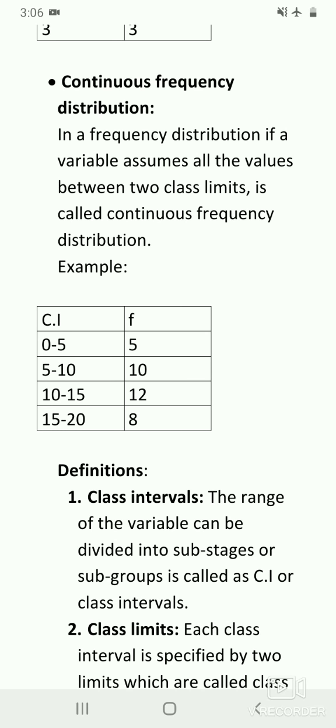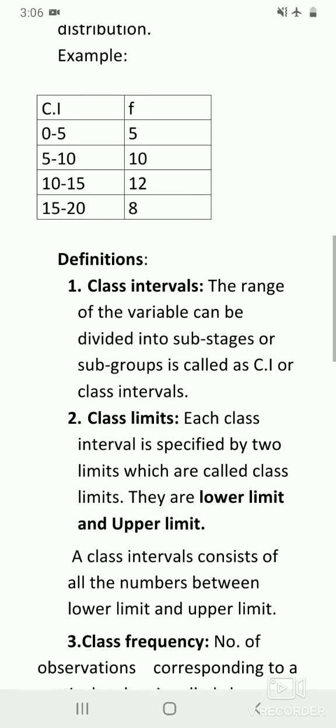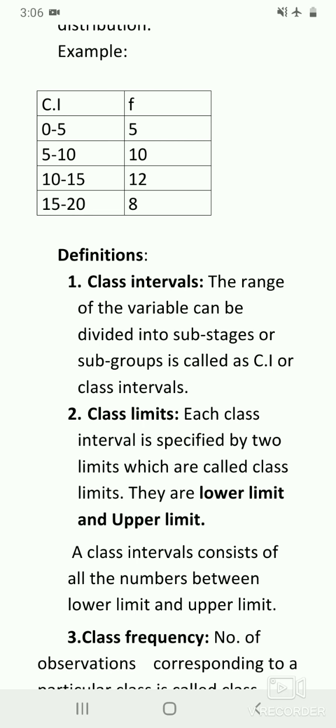Now let's see some definitions used in frequency distribution. The first one is class intervals. The range of the variable can be divided into subgroups, which are known as class intervals. As you can see in the previous example, we have divided the marks as 0 to 5, 5 to 10, 10 to 15 and 15 to 20. You are dividing a given range, and that is known as class intervals. It is denoted as CI.